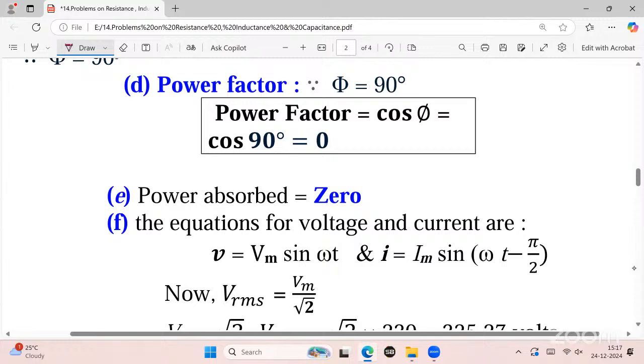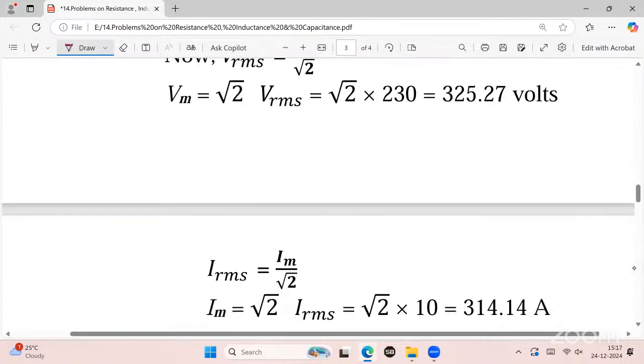Now we have to find out Vm, Im, omega. Substitute in the equation. How to find out Vm? Vrms is equal to Vm by root 2, get Vm. How to find out Im? Irms is equal to Im by root 2, get Im. How to find out omega? 2 pi f. After getting the values, substitute in the equation. It is for 5 marks to 7 marks question.